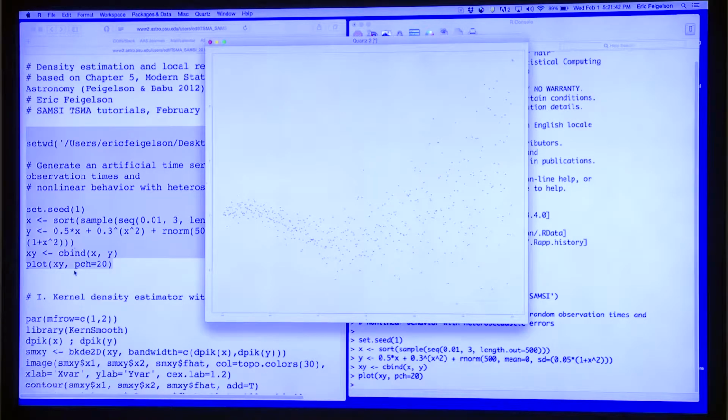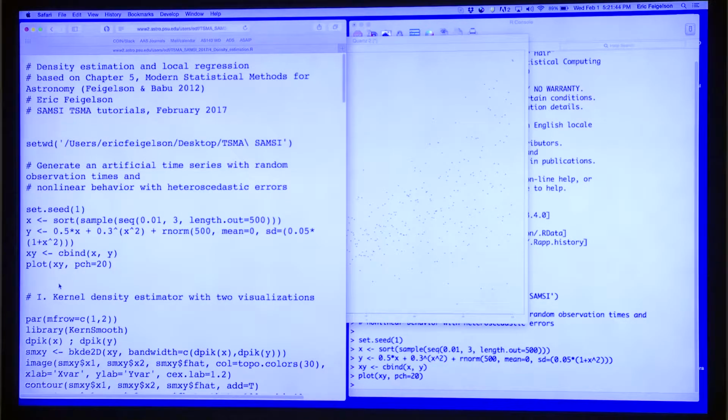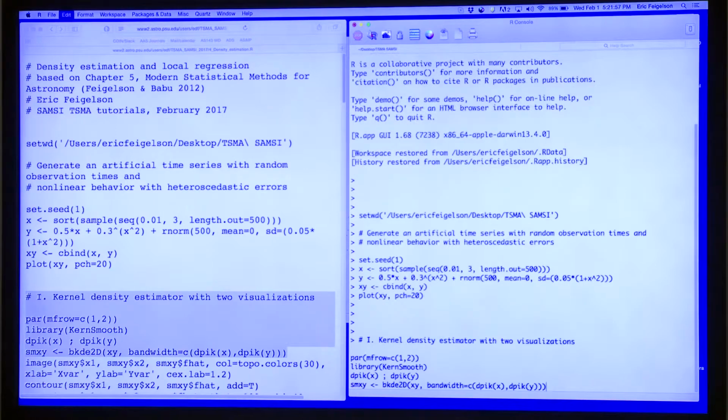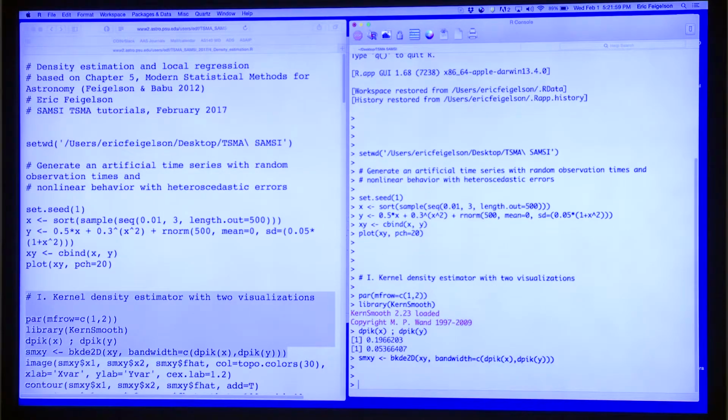But it's still, I just made it up just as an exercise to exercise some methods. OK, so section 1 is going to be a density estimator. A common one that's used is in a package called KernSmooth by Wand.